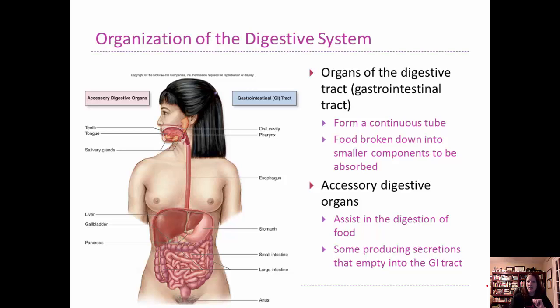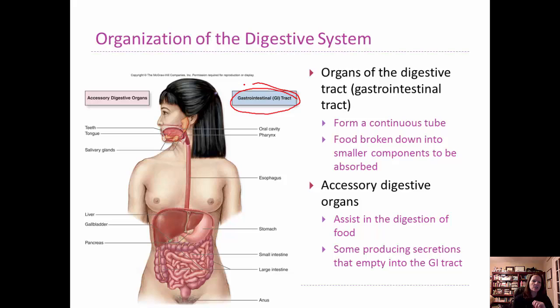So let's take a look at the organization of the digestive system. As you can see, this figure is split into two. You have the actual gastrointestinal tract here, or the alimentary canal, which is another name for it. This is a continuous tube that starts at the oral cavity and goes all the way down to the anus. And what happens along the way is, of course, digestion. We are going to chemically or mechanically break down food, and then, of course, we're going to absorb it after that.